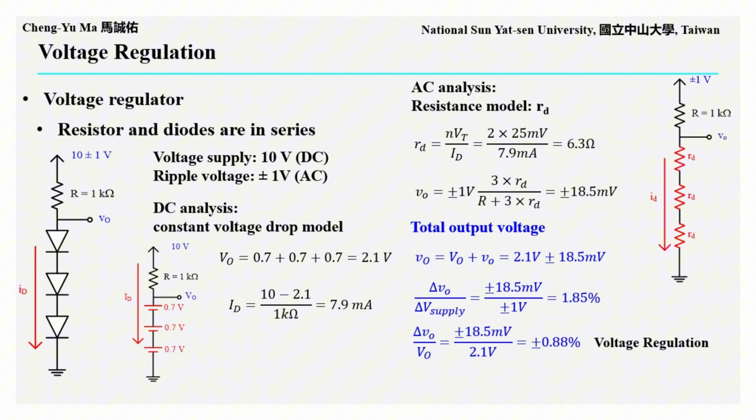This shows that the output voltage is quite stable, which is the effect of voltage regulation. Overall, even though the power supply itself has about plus or minus 10% variation, the regulated output changes by only about plus or minus 0.88%.